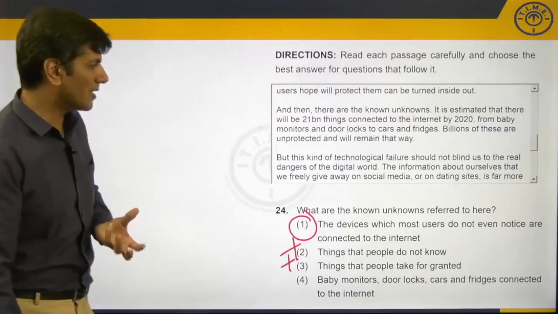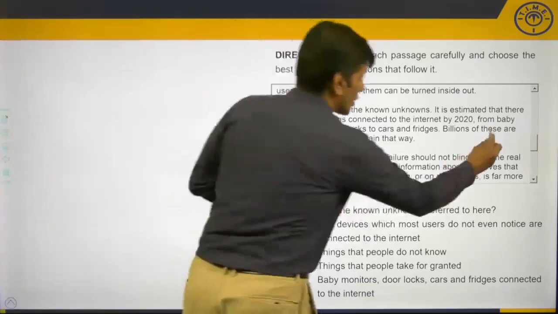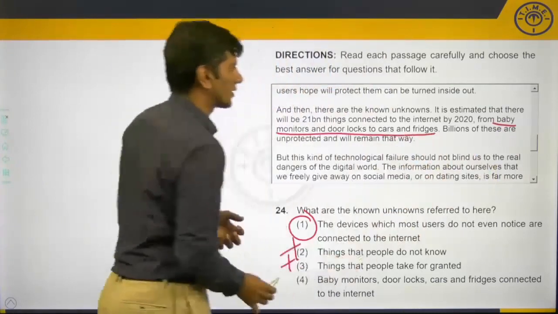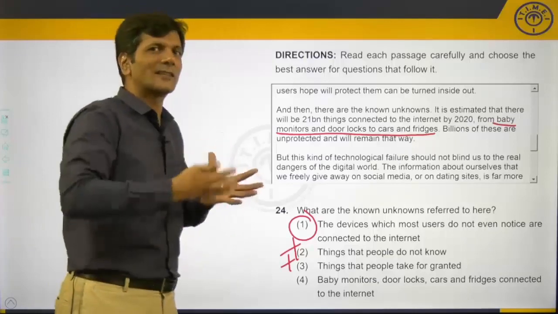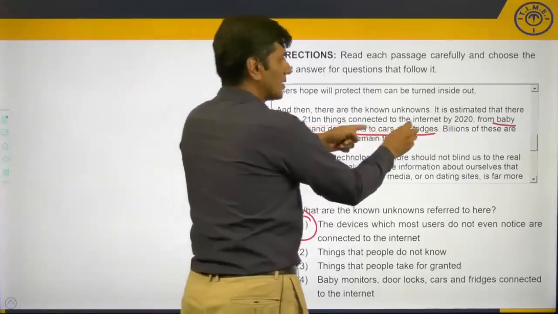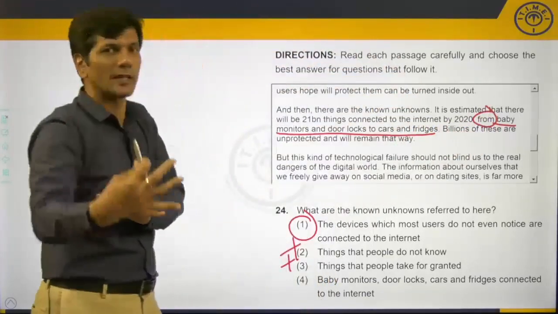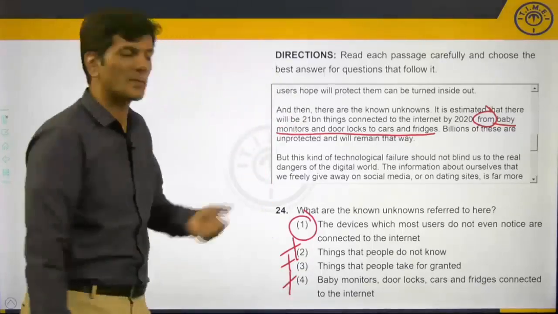4, baby monitors, door locks, cars and fridges connected to the internet. Now remember that the author does talk about baby monitors, door locks and cars and fridges. But remember that these are not the only ones. These are just examples. It is estimated that there will be so many billion things connected to the internet by 2020, from A to B kind of a thing. That doesn't mean that these are the only ones. So we eliminate 4. Your best pick is choice 1.